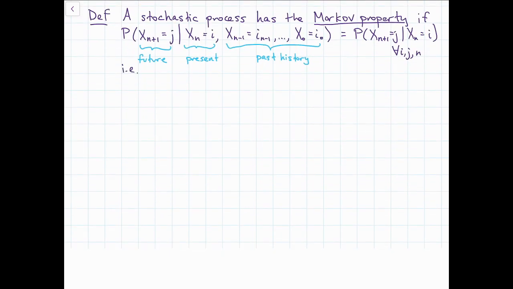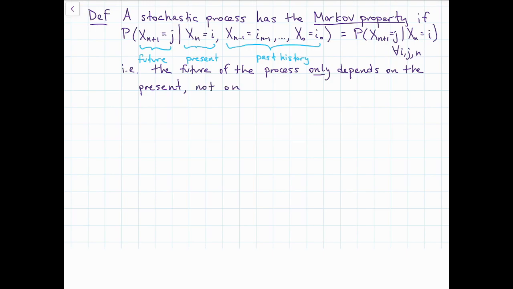So basically, that's saying that if we know the current state of the Markov chain, that tells us everything we need to know about the future. The future only depends on the present, not on the past history. We can ignore that if we know where we are at time n. That tells us everything about where we can go next at time n+1. Now we're ready to define a Markov chain.